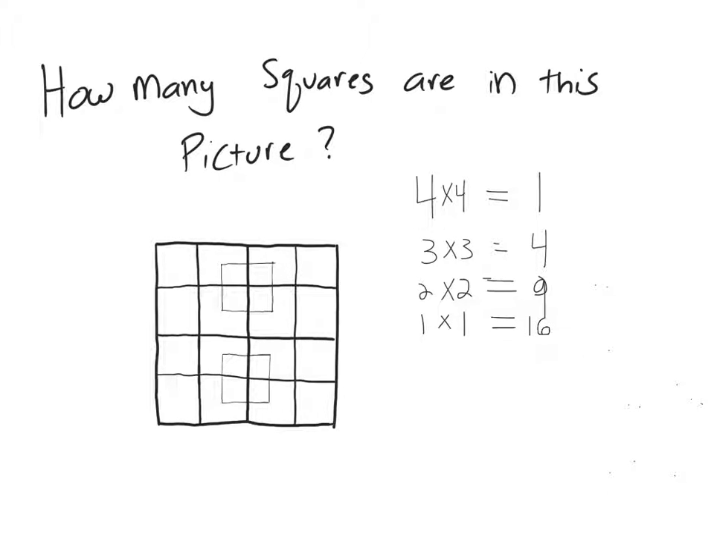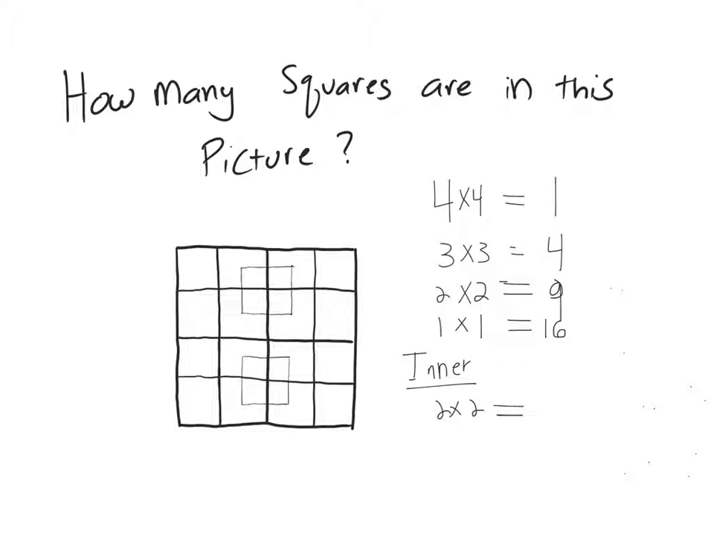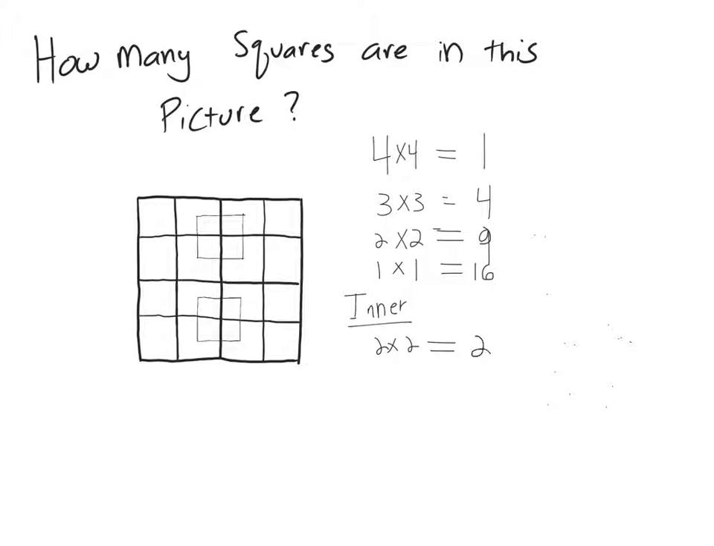And then I think about my inner squares. So when I go to do my inner squares, I'm thinking of these little guys on the inside. If I think about the 2 by 2 inner squares, there are 2 of those. Wow, my iPad is just not doing well with this. And when I think about the little ones inside, 1, 2, 3, 4, 5, 6, 7, 8, there are 8 of those 1 by 1 squares.